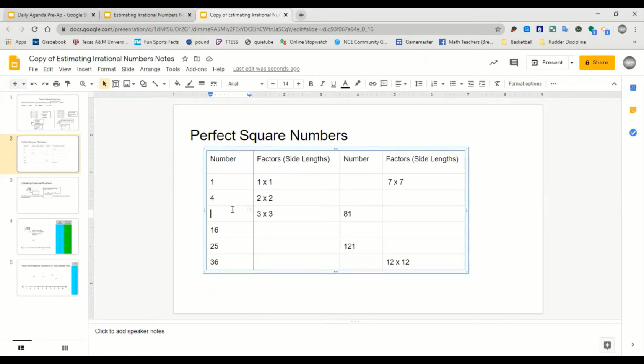Somebody else tell me, what would go in this box? Good, 9. What would go in this box?